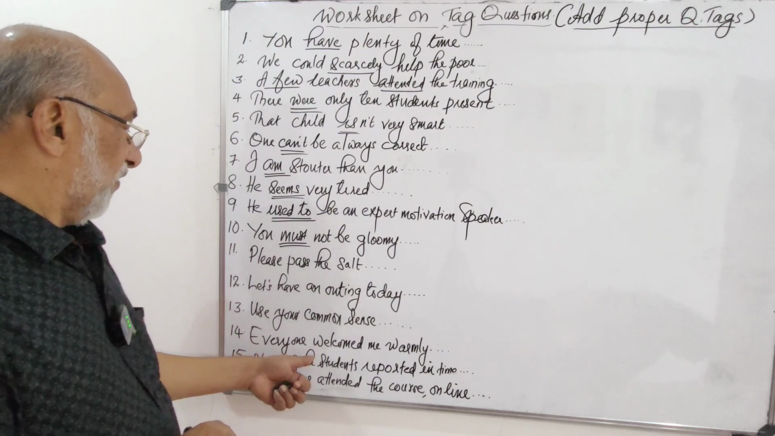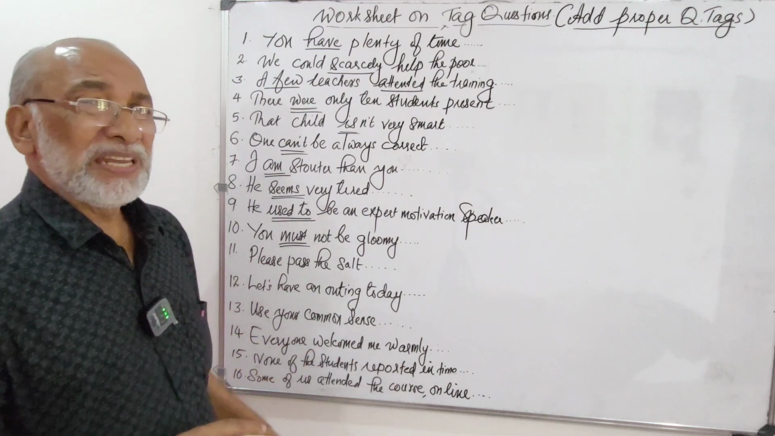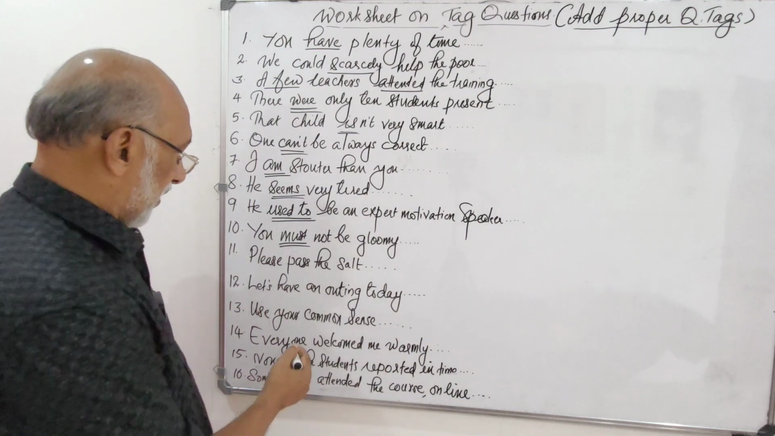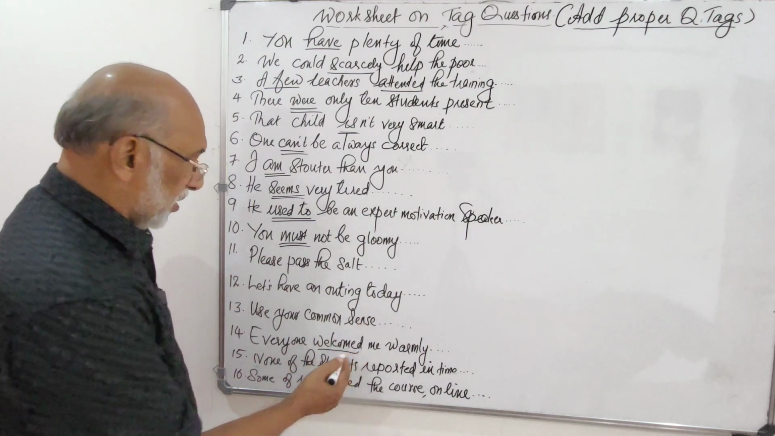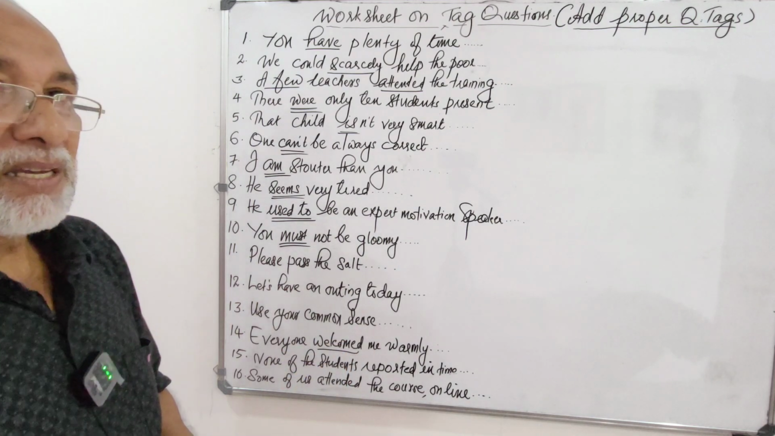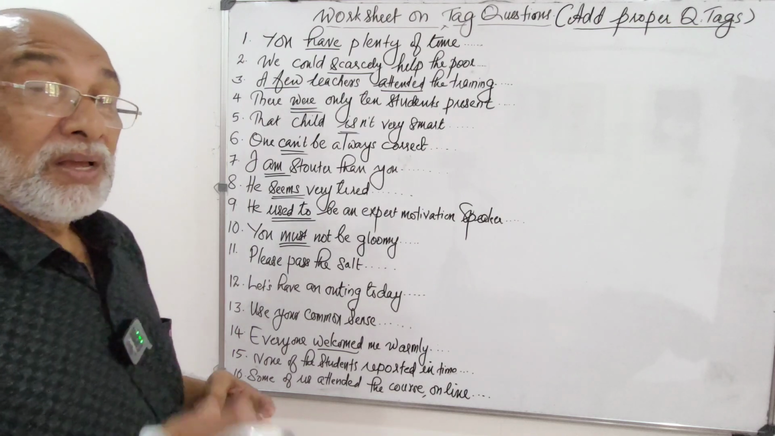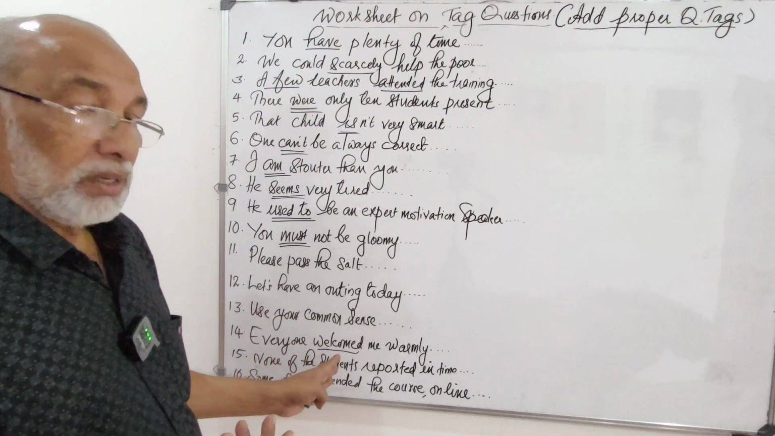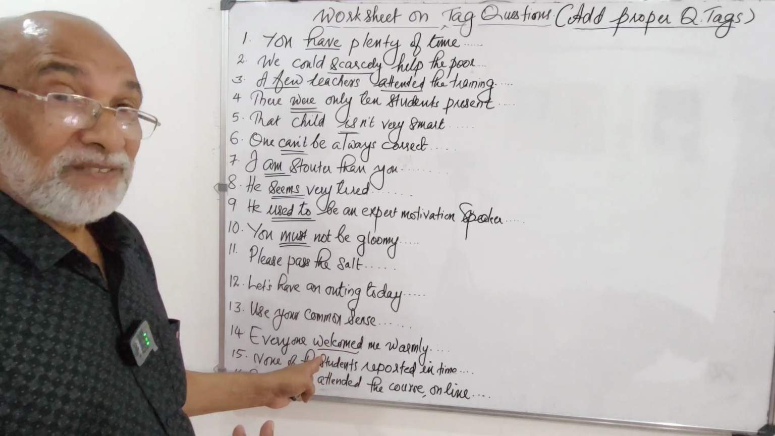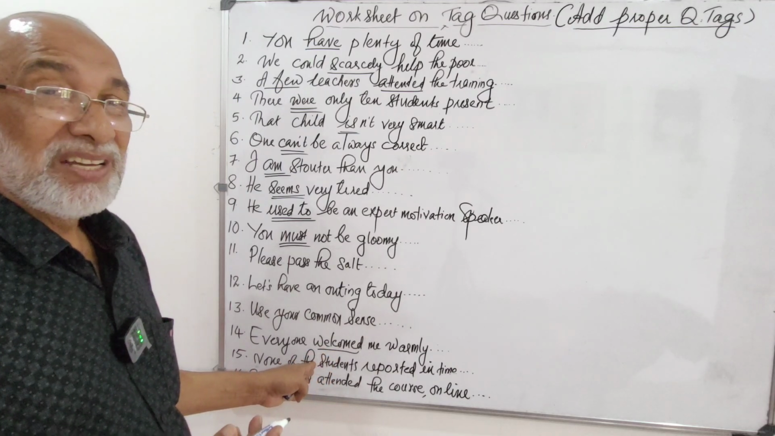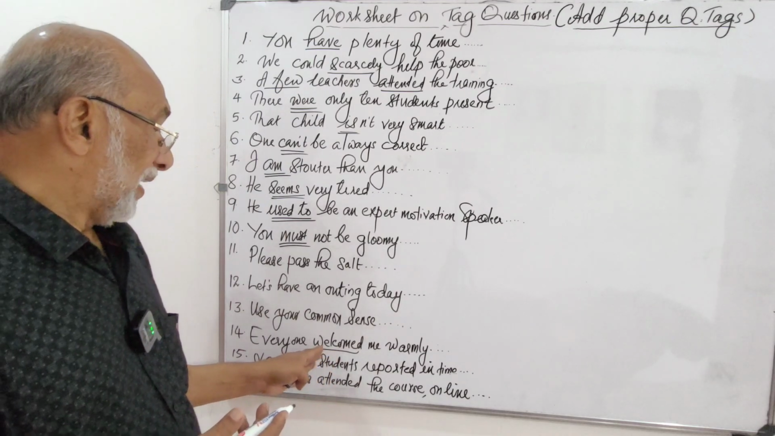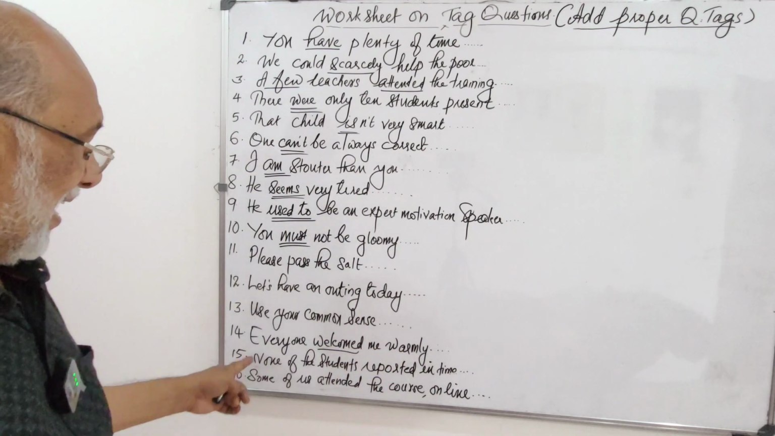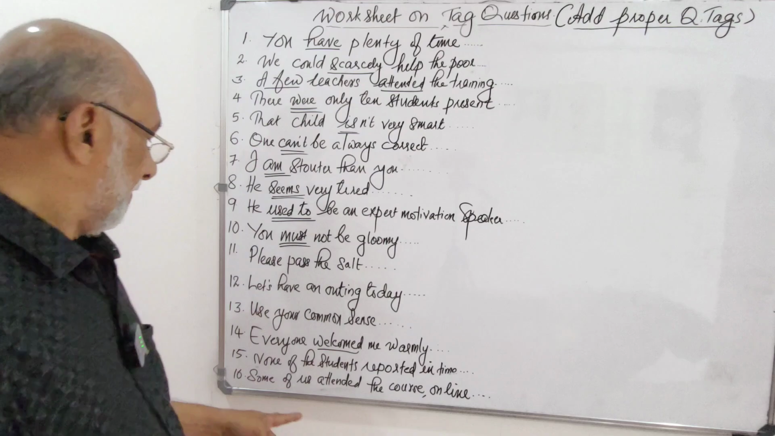14th one, everyone welcomed me warmly. Everyone actually takes a singular verb, and that's why here it is past tense, but when it is present tense, we take the S form. It's an exception, a special case. Everyone welcomed me warmly. I hope you remember. Try to recollect and do it.